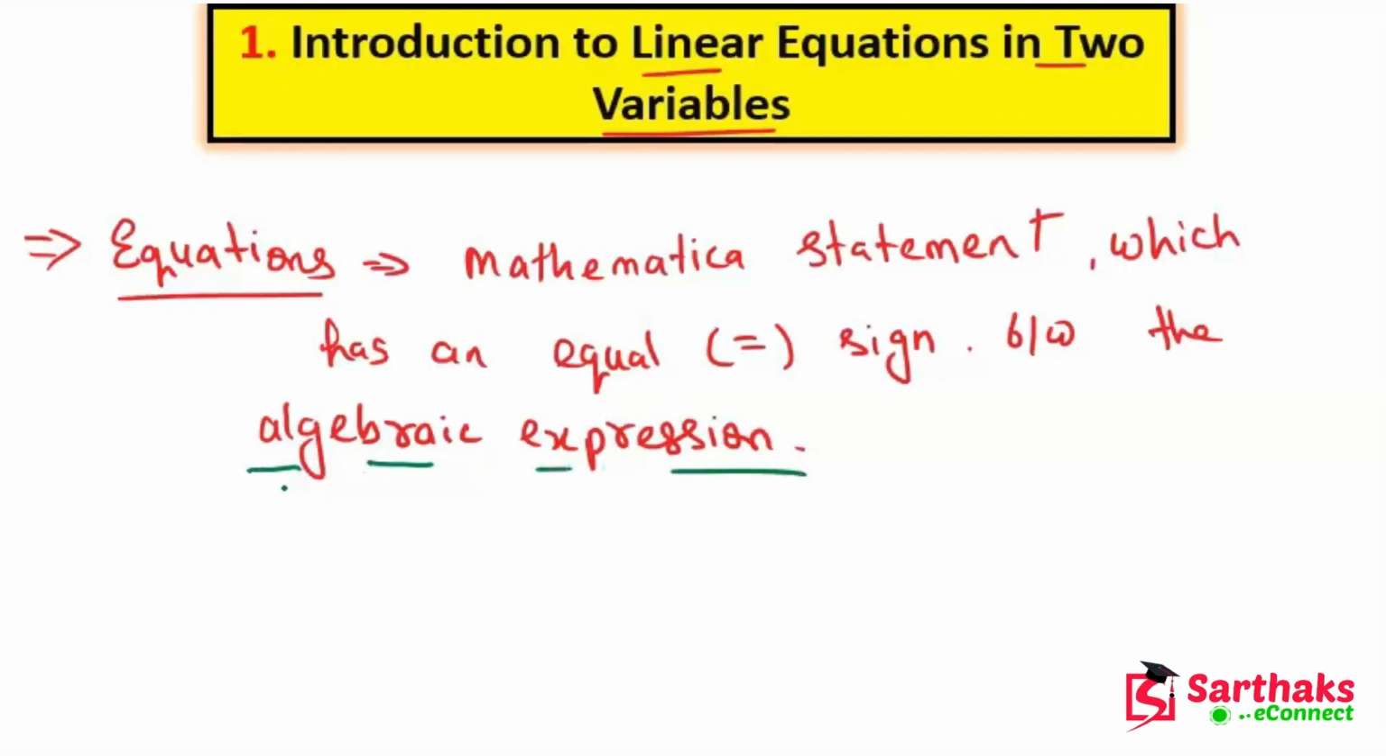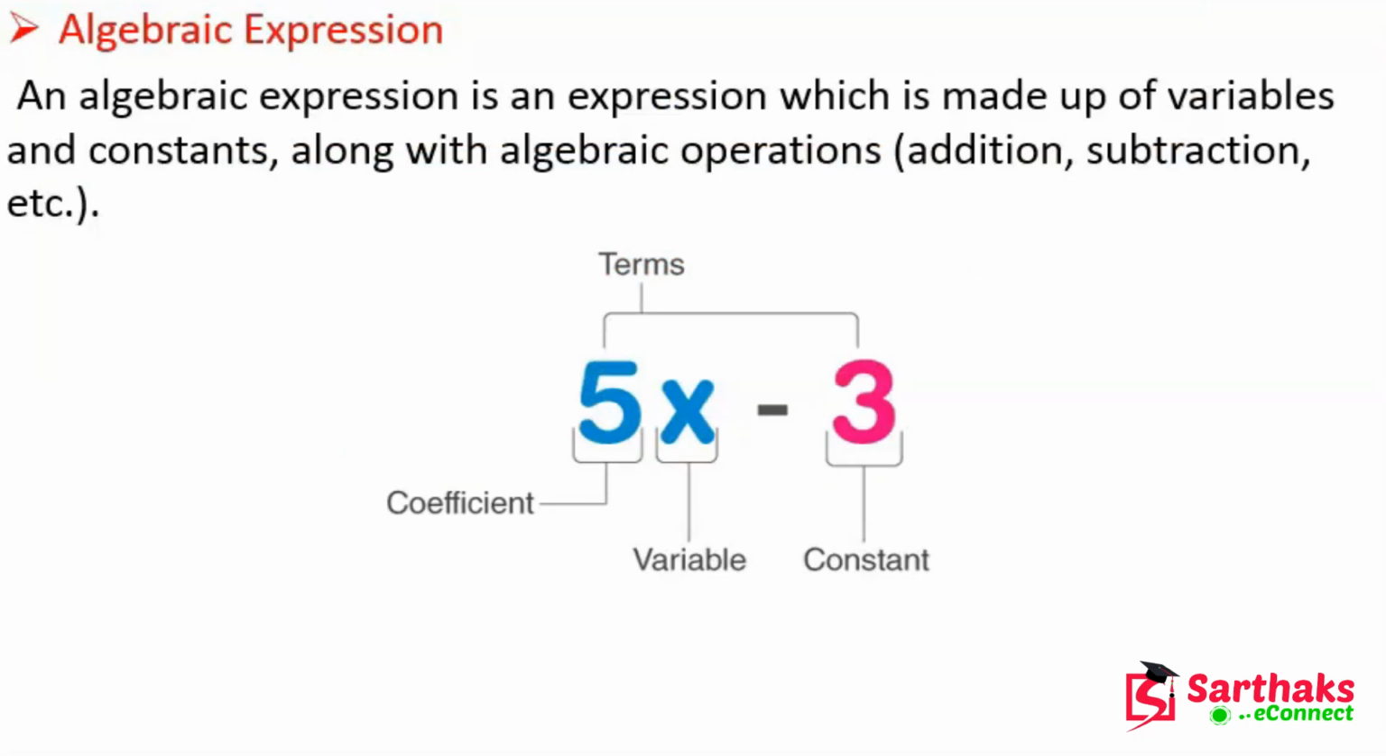Let's see what an algebraic expression is. An algebraic expression is an expression which is made up of variables and constants. Variables like x, y, z, along with algebraic operations, meaning addition, subtraction, etc. Now we can understand it with this example. Here we have the variable x and the constant 3. This 5 is the coefficient of x because it is associated with the variable.